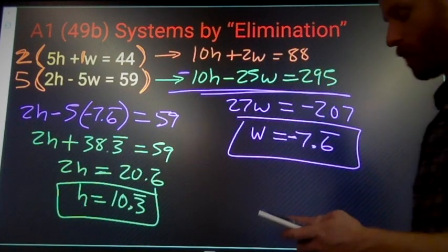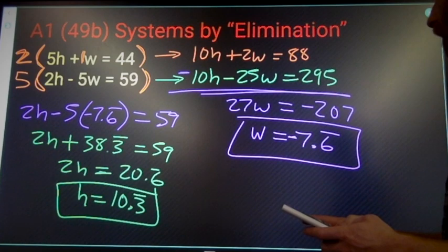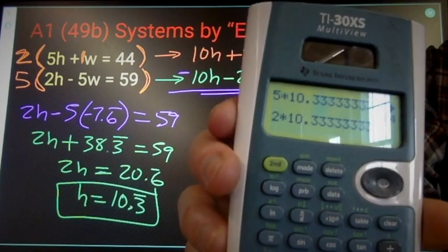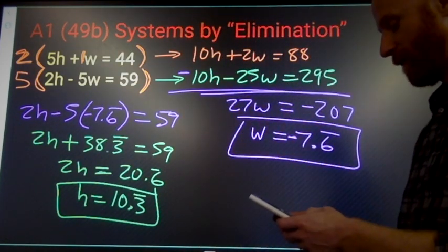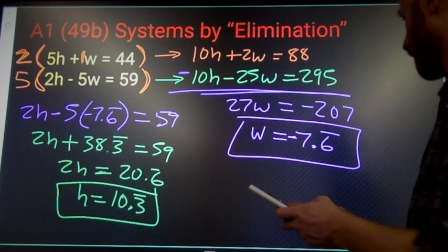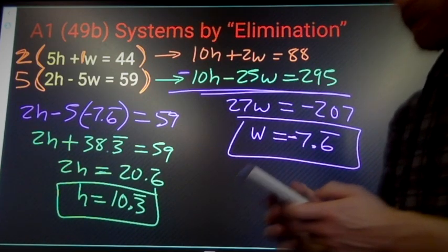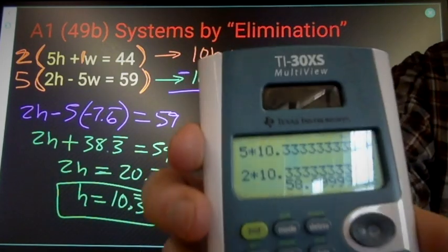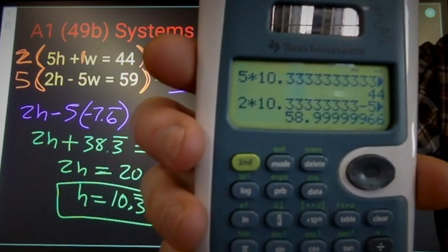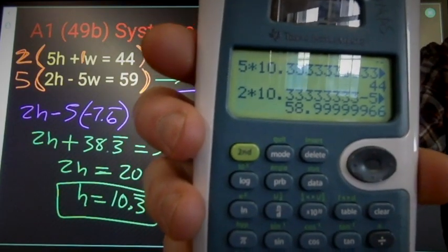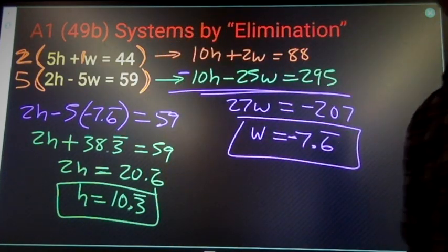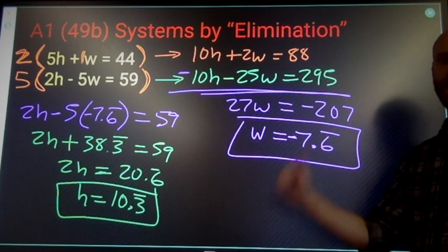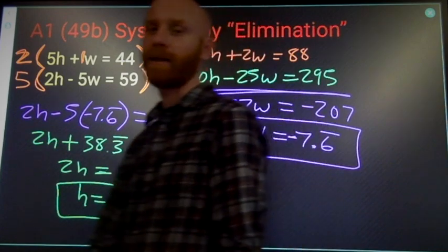Then the bottom equation, 2 times 10 point bunch of 3s. All right, this is what I mean by bunch of 3s. Minus 5 times negative 7 point bunch of 6s equals, all right, and again, the calculator's not giving me exactly 59, but it's awfully close, and the reason that it's not going to give exactly 59 is because I haven't had exactly 6 repeating forever, 3 repeating forever, okay? So I'm pretty confident that my answers are correct.